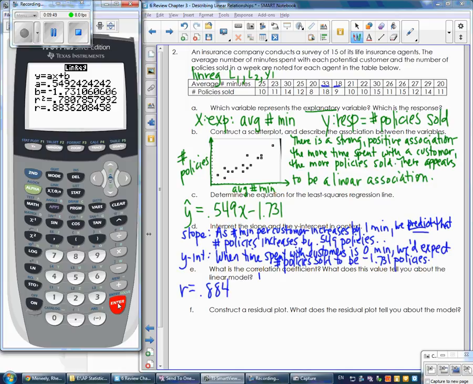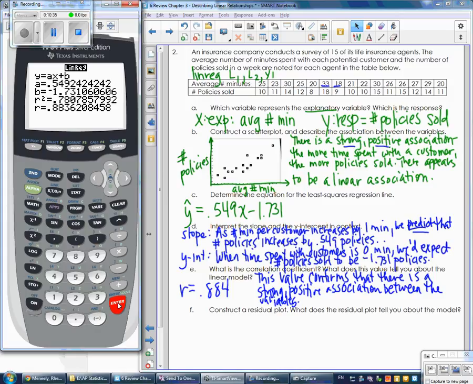And this value confirms, remember how we said that we thought it was a strong positive association. So this value confirms that there is a strong positive association between the variables. When we couple that with the scatter plot, I think it's obvious that we can conclude that a linear model is appropriate. But let's go ahead and use the residual plot.